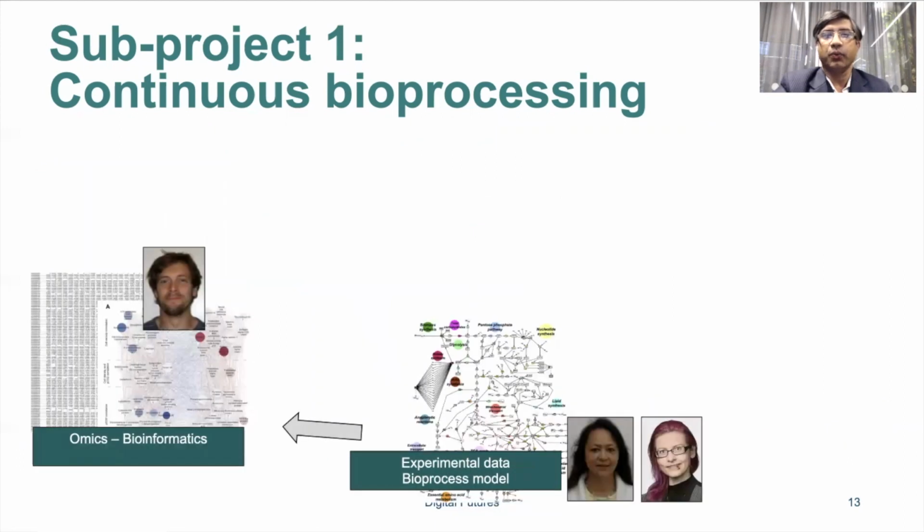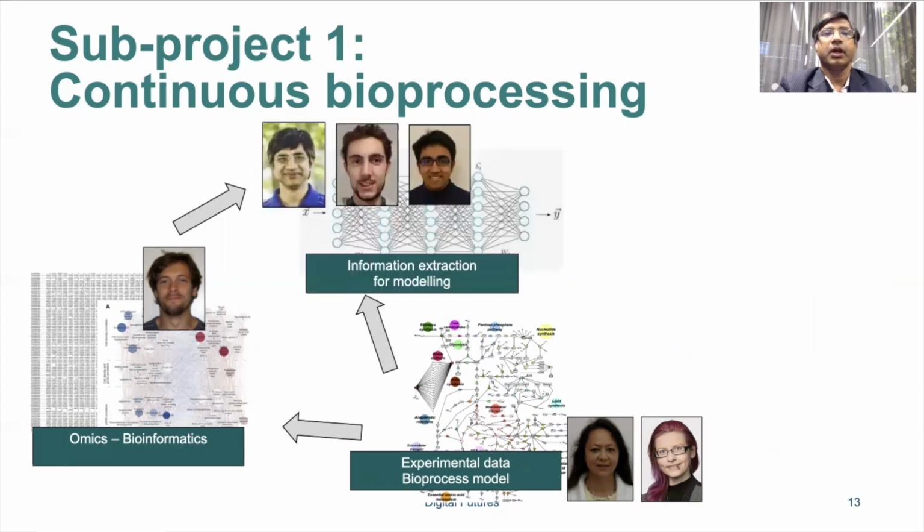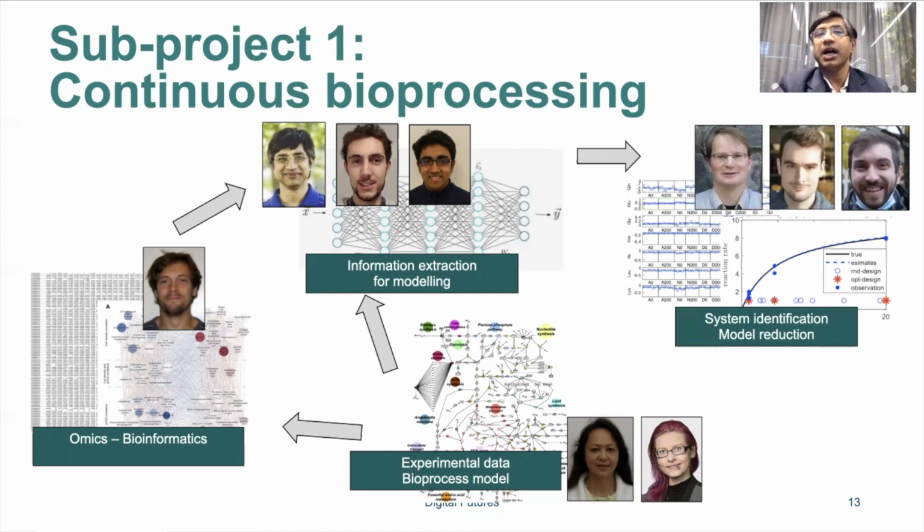3 groups are working together. Veronique's group brings the expertise in bioprocessing. They provide the data and also the basic model. Our group develops model-based deep systems for further improvement of the model. Håkan's group takes the output from us and develops system identification tools and model reduction.